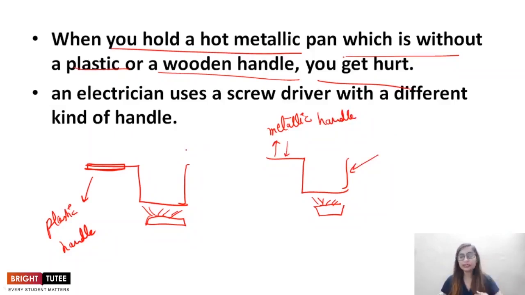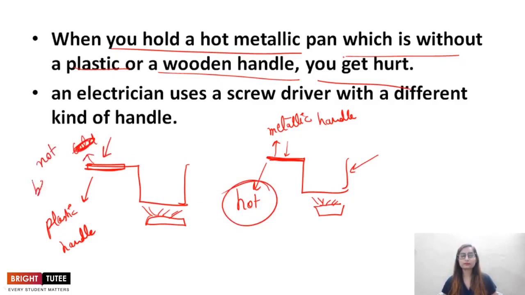So if you heat the pan for like half an hour, you will notice that if you touch this metallic handle now, it will be very hot. But if you touch this plastic handle after half an hour, it will still be cold. Cold as in it will not become hot. It will remain at a normal temperature, at the room temperature. It will not become hot, right?